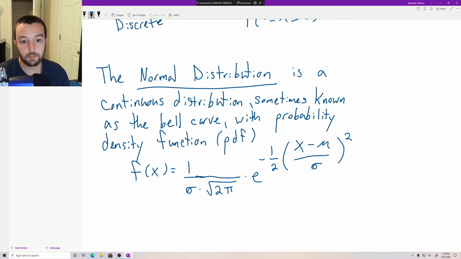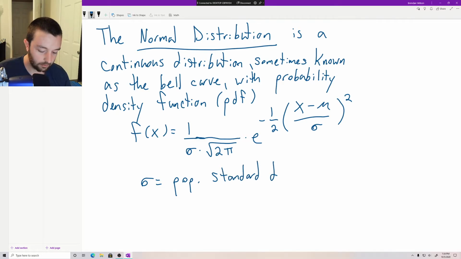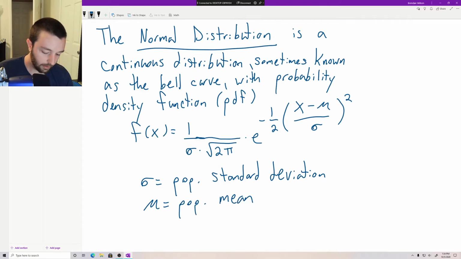But we do know what some of the pieces are from our previous lectures. Right? Sigma is the population standard deviation, mu is the population mean, and then everything else is just like x is our variable.